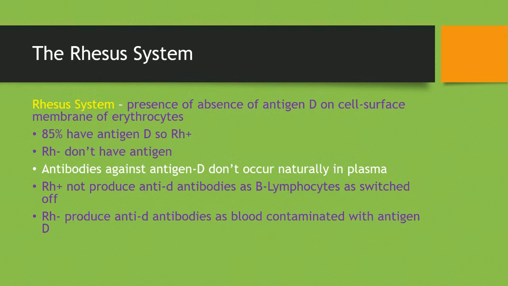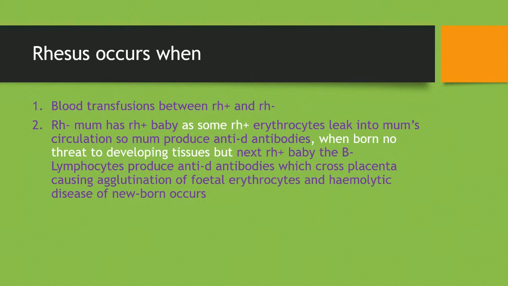So the Rhesus system is the presence or absence of an antigen D on the cell surface membrane of erythrocytes. 85% have antigen D and are called Rhesus positive, but Rhesus negative means you don't have this antigen. Now, antibodies against antigen D don't occur naturally in the plasma. So Rhesus positive will not produce, under any circumstance, anti-D antibodies, and this is because B lymphocytes are switched off. Rhesus negative, however, can produce anti-D antibodies when the blood is contaminated with antigen D. Okay? And we're going to give you a couple of examples of that. So the problem will occur whenever there's a blood transfusion between Rhesus positive and Rhesus negative.